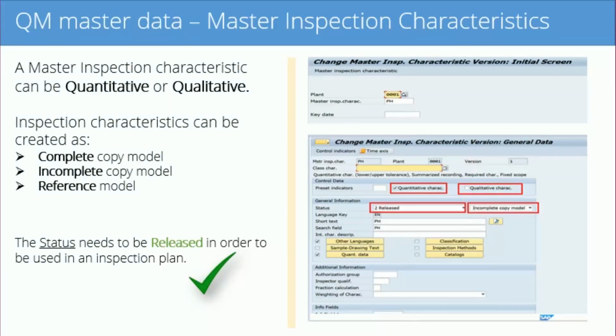Whereas an incomplete copy model is more like a complete copy model. The only difference is that the incomplete copy model, when inserted into an inspection plan, requires some data maintenance within the inspection plan.